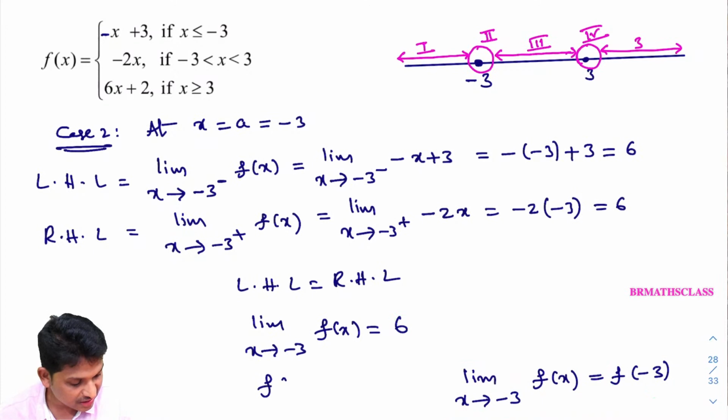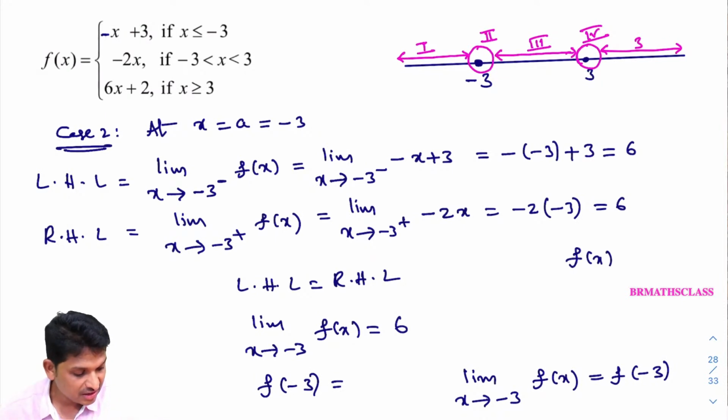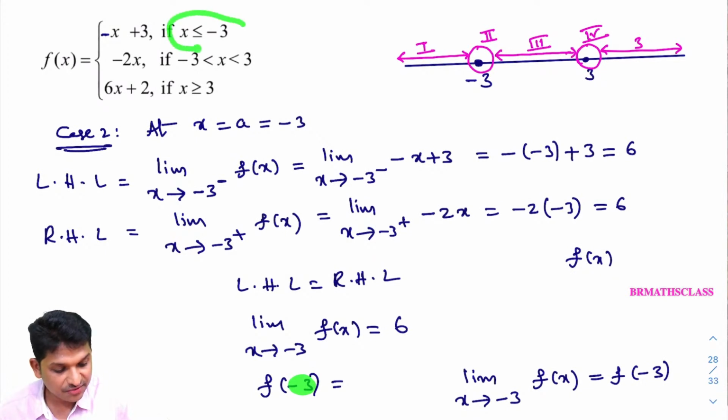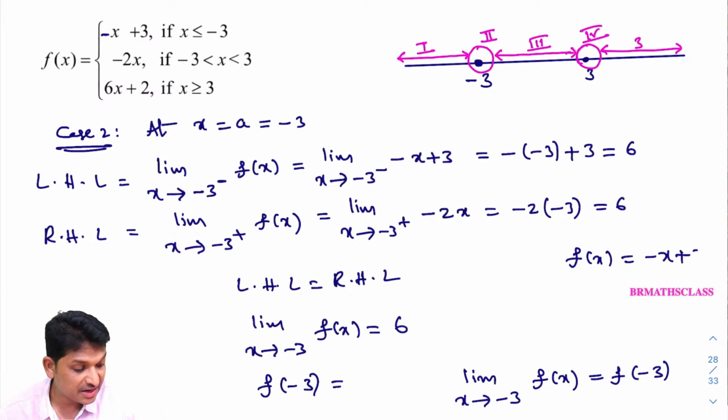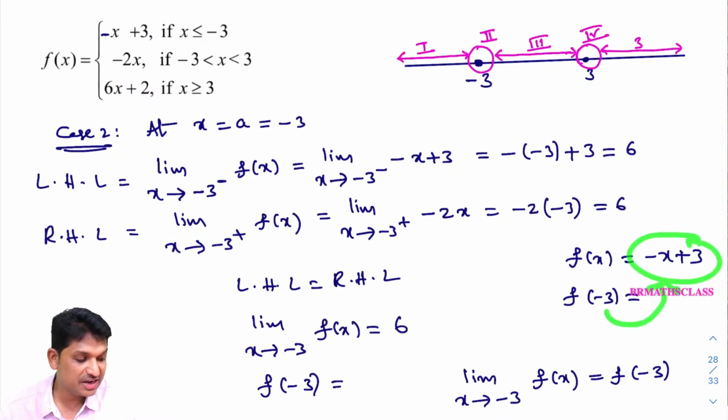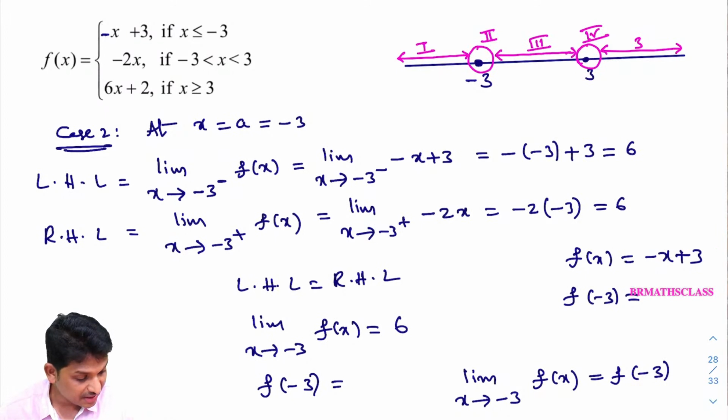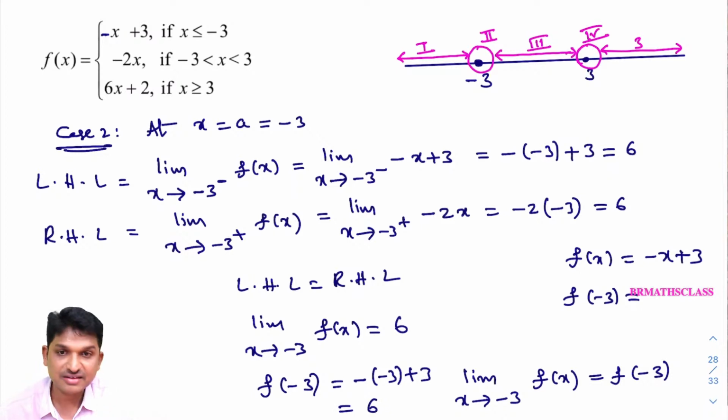I need to calculate f of minus 3. To calculate f of minus 3, I need f of x. Here x value is minus 3. You look here, when x value is minus 3, here the equality symbol is there. When x value is minus 3, we need to choose this function. So when x value is minus 3, f of x is minus x plus 3. Now I need f of minus 3. How will you get f of minus 3? In this function, wherever x is there, there you write minus 3. So what you will get? Minus of minus 3 plus 3, that is 6.